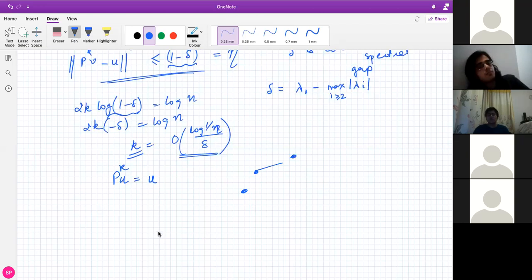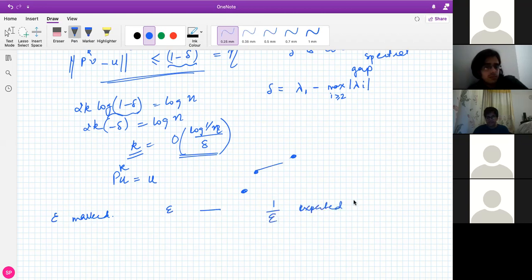And you know that there is an epsilon fraction of marked elements, so the probability that you pick one is epsilon. So with 1 by epsilon expected number of runs of this whole algorithm, you are going to hit a marked element.